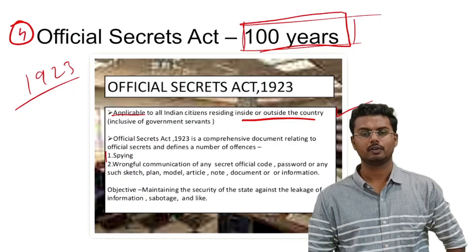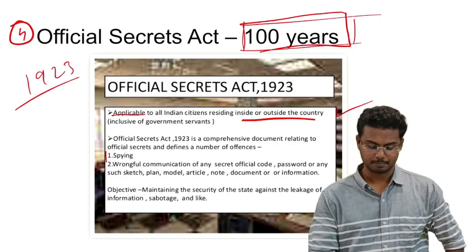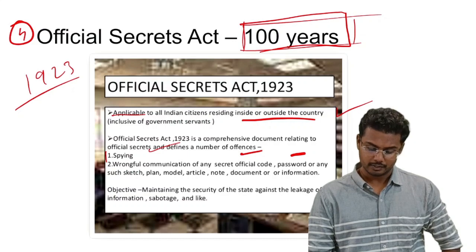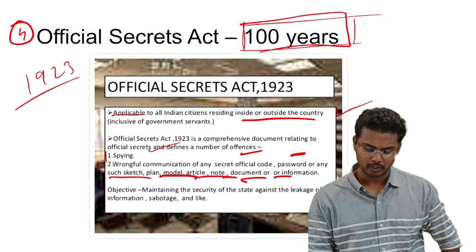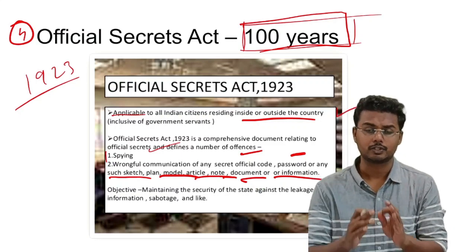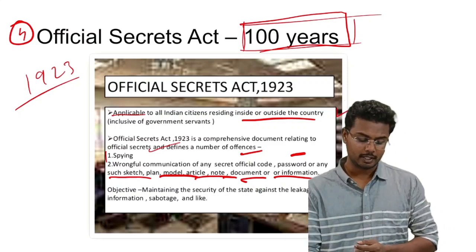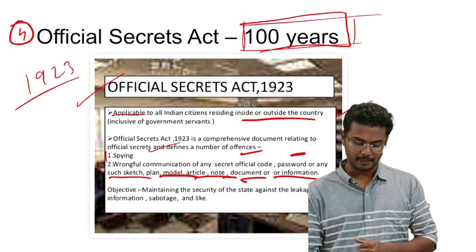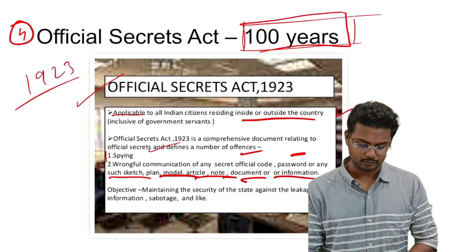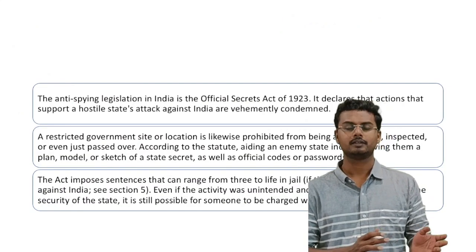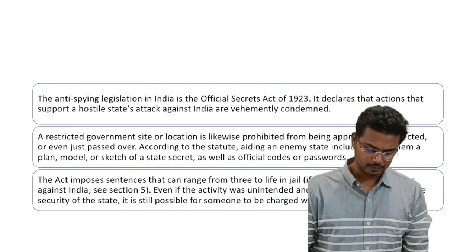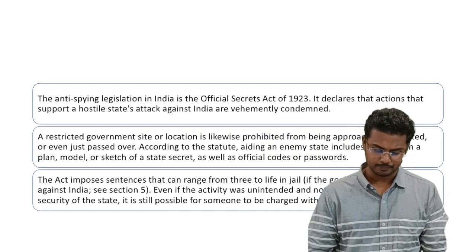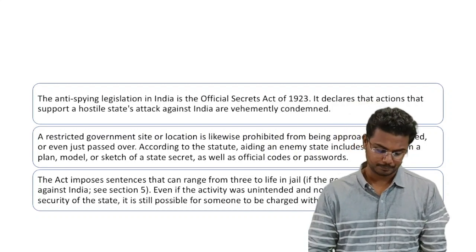So, which acts are covered under the Official Secrets Act of 1923? Spying, wrongful communication of any secret official code, password, or any such sketch, plan, model, article, note, document, or information. Anything that is concerned with national security should not be shared at all. If it is shared, it becomes an offense under the provisions of the Official Secrets Act of 1923. The objective is to maintain the security of the state against the leakage of information, sabotage, and such matters. The act imposes sentences that can range from 3 years to life in jail. Also, hefty penalties can be imposed.